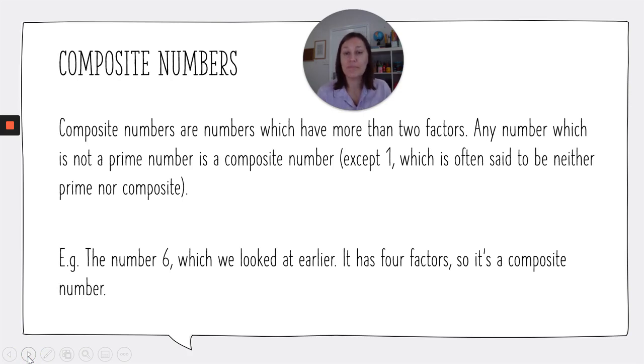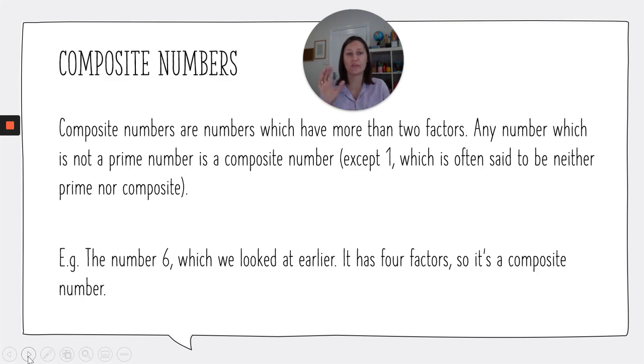Composite numbers then are numbers which have more than 2 factors. So composite numbers are numbers which are not prime. So basically, if you have more than 2 factors, the number is composite, except for the number 1, which is generally said to be neither prime nor composite, because 1 only has 1 factor and it's 1. And because it itself is 1 as well, it still only has that 1 factor. So take out 1, then every other number is prime or composite.